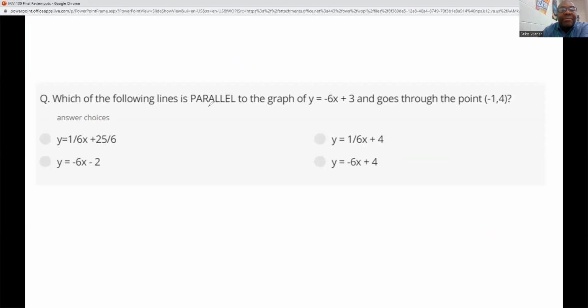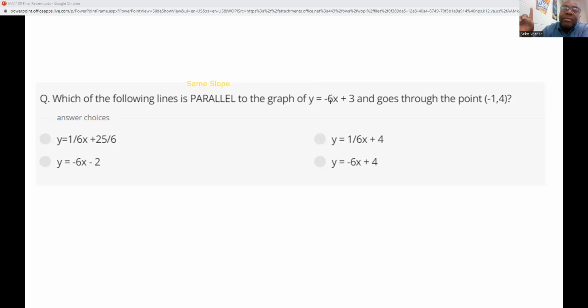Which of the following lines is parallel? What does parallel mean? Parallel means it has the same slope. Same slope. So the graph here says y equals negative 6x plus 3. Which of the following lines is parallel, same slope, to the graph of y equals negative 6x plus 3?